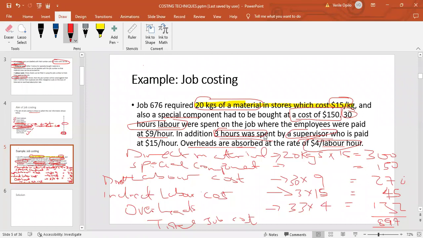Then now we have the 3 hours by a supervisor who is paid at the rate of $15 per hour. That one should give us 45. And then we'll add the last one, which are the overheads. And the overheads are saying that they are being absorbed at the rate of $4 per labor hour. And we have 33 labor hours. So when we add them up, we get the total job cost.